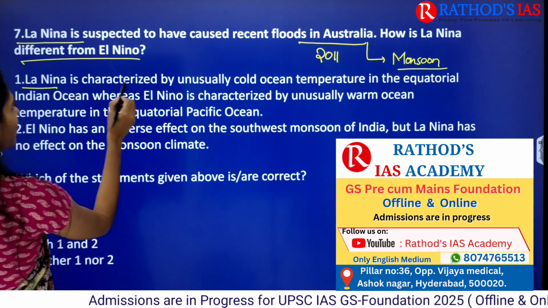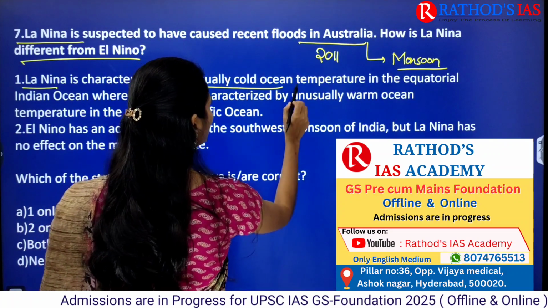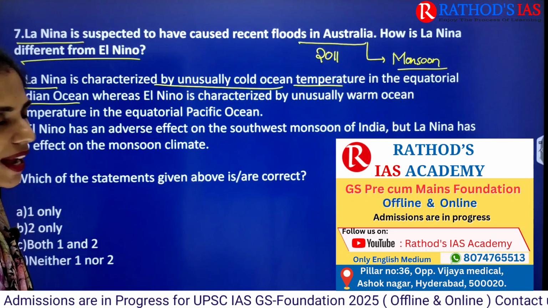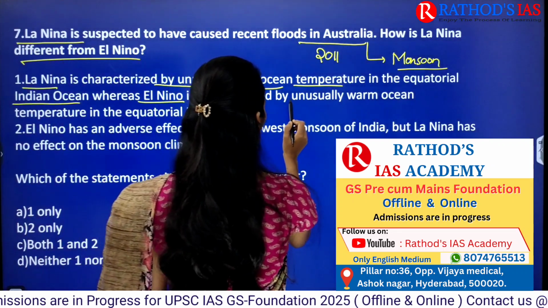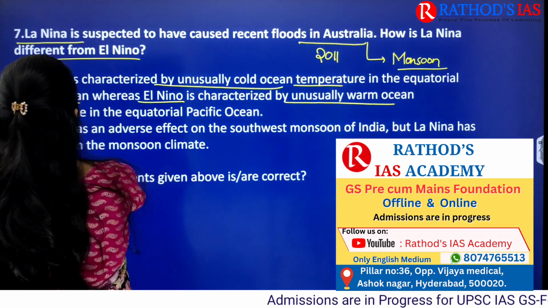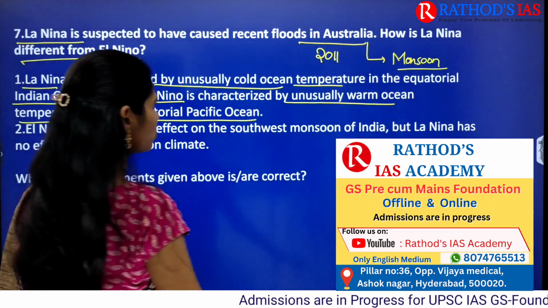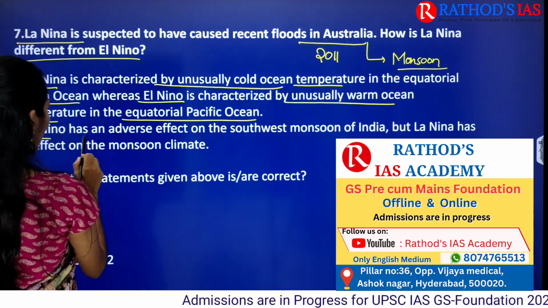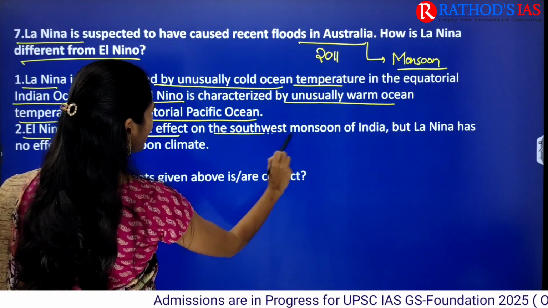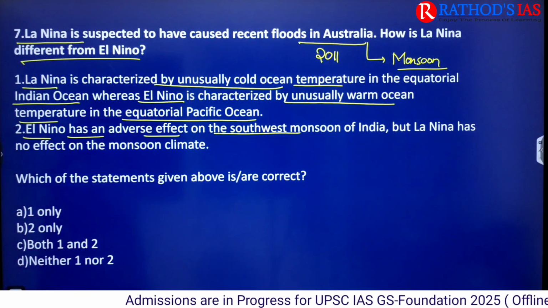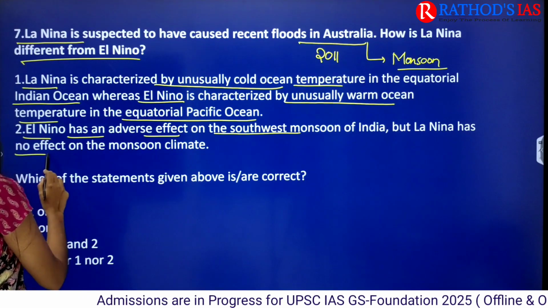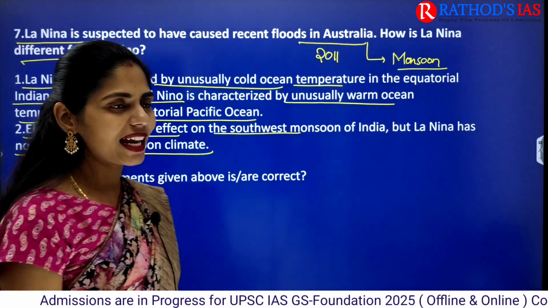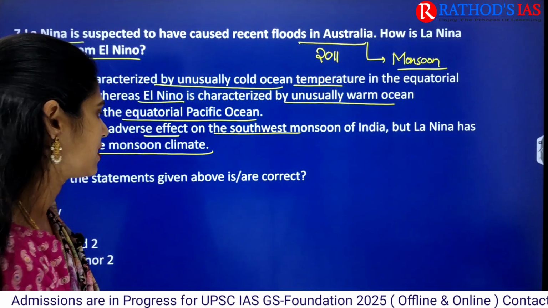La Nina is characterized by unusually cold ocean temperature in the equatorial Indian Ocean, whereas El Nino is characterized by unusually warm ocean temperature in the equatorial Pacific Ocean. And the next one: El Nino has an adverse effect on the southwest monsoon of India, but La Nina has no effect on the monsoon climate. To understand this, I have to tell you the concept.